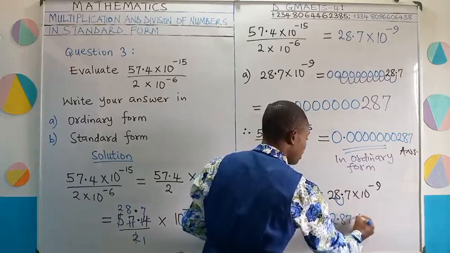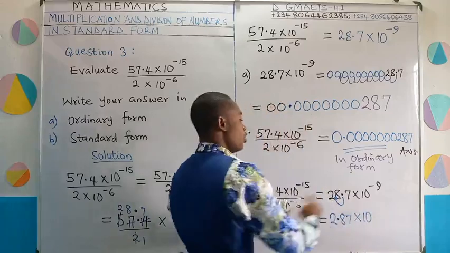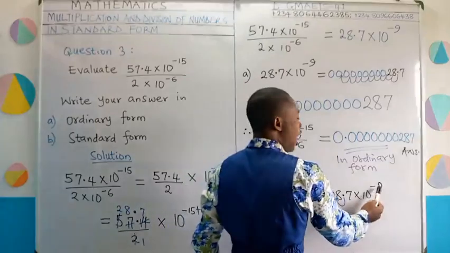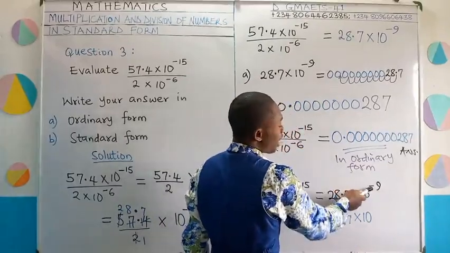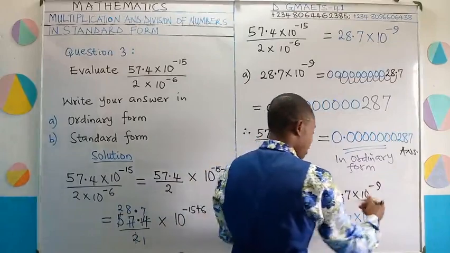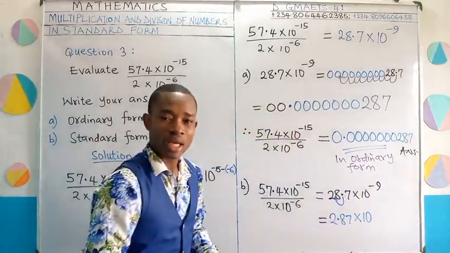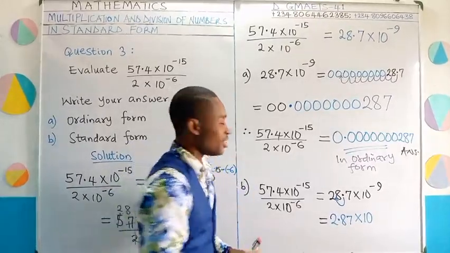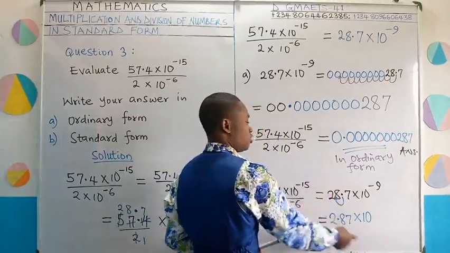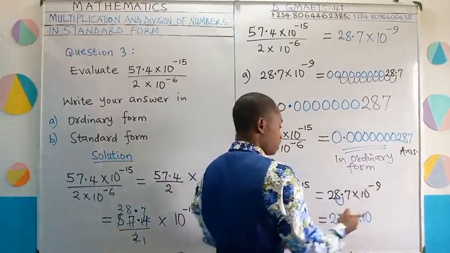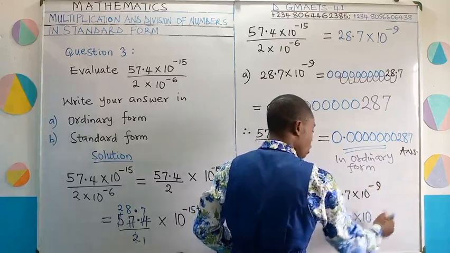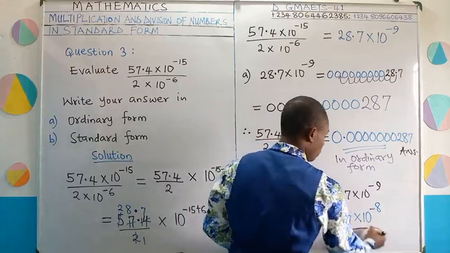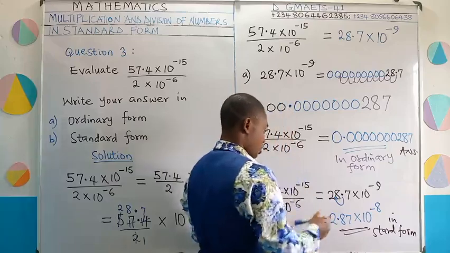2.87 times 10 to the power of, you moved the point once to the what? Left. So you are expected to add 1 to the power. So you have minus 9 plus 1. If you do that, should I still show you the working? Oh no, I wouldn't. Go back to the previous class if you have challenges, alright? If you move the point once to the left, you need to add 1 to the power of 10. Minus 9 plus 1 will give us minus 8 in standard form. And of course, this is my answer.